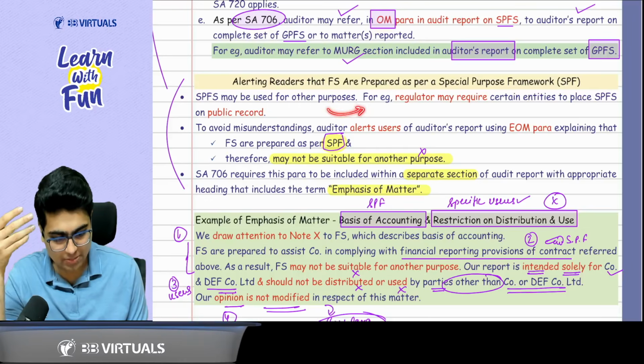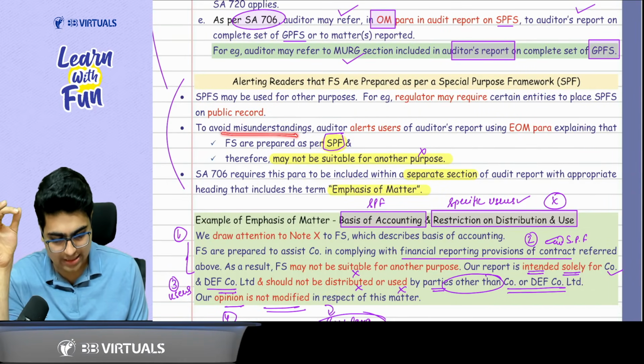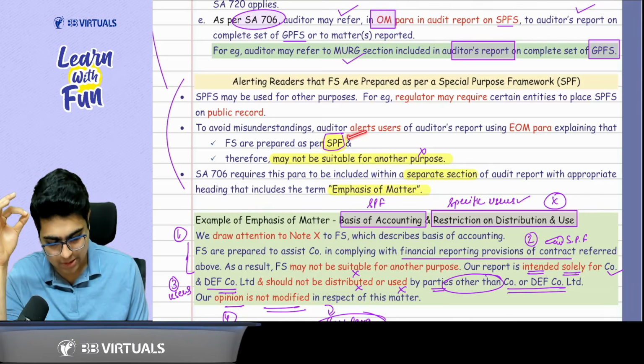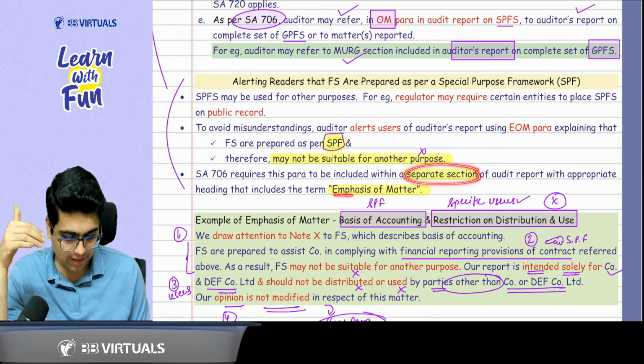Why can they be used for other purpose? Because the regulator requires them to be kept on public record. So to avoid any misunderstanding, alert the users using an EOM para that they are prepared as per special purpose framework, so not suitable for any other purpose. For this, you will add a separate section of emphasis of matter.